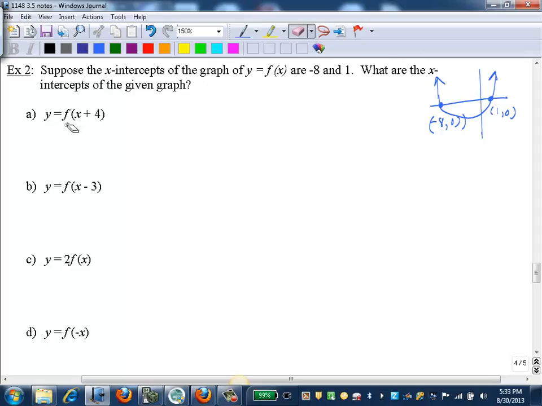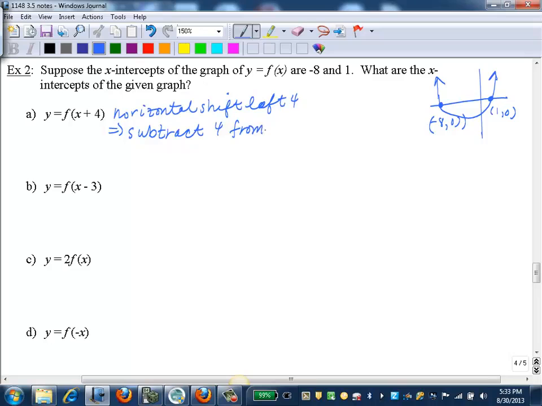So in part A, we have f of x plus 4. So inside the grouping symbol, we're adding 4. We know inside the grouping symbol means horizontal change, and horizontal changes tend to be backwards. So we're adding 4, that means we're actually going to have a horizontal shift left 4. And we'll achieve that by subtracting. So we will subtract 4 from the x values of those key points.